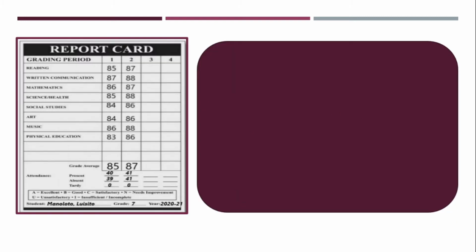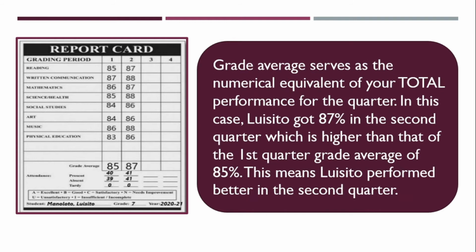Yung pinakita natin ditong average. Now, grade average serves as the numerical equivalent of your total performance for the whole quarter. So, ibig sabihin yung grade average, the representation niya, yung numeric niya, which is equivalent siya sa naging performance mo sa buong quarter. And in this case, Luisito got 87% in the second quarter, which is higher than that of the first quarter grade average na 85%. So, meaning to say, Luisito performed better in the second quarter.